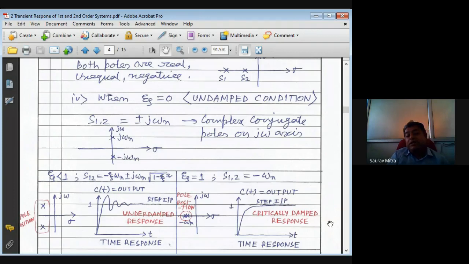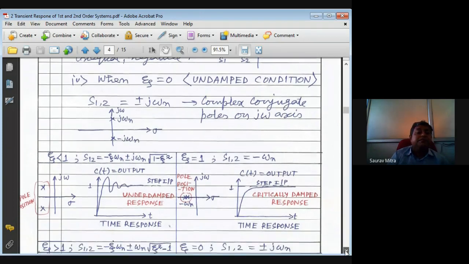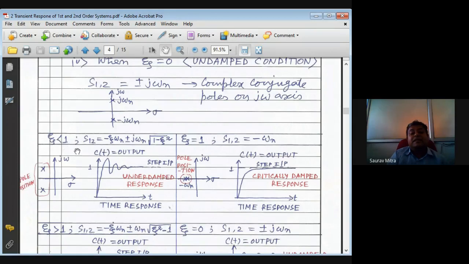Now the responses are also asked. If zeta is less than 1, it means complex poles. Complex poles produce an underdamped response. So this is actually one very important response. We will see this thing in the next lecture. Then what is the underdamped response? Underdamped response means zeta can be 0.3, 0.4, 0.2 likewise. So in that case, what is the response we find?